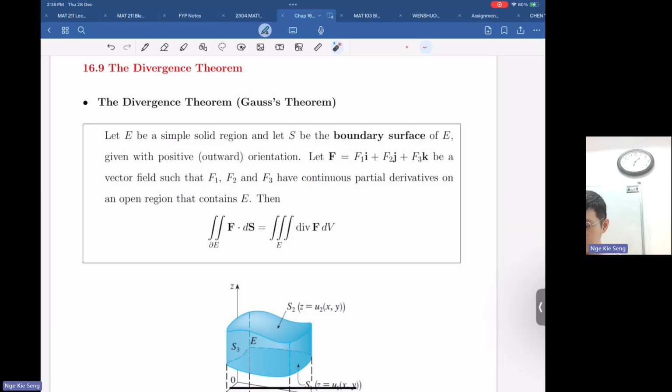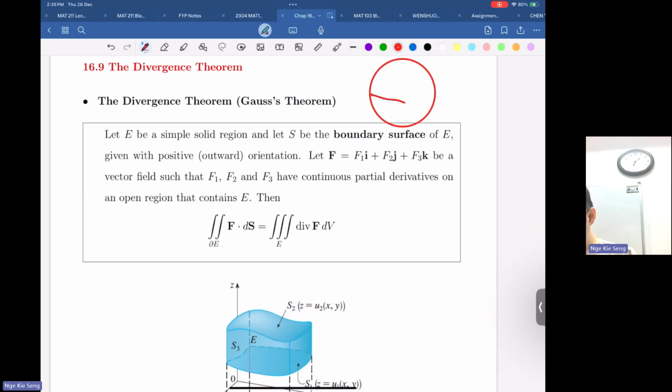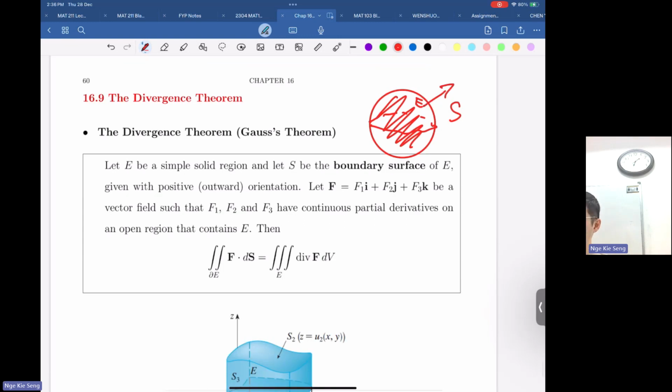So let E be a simple solid region, and S be the boundary surface. In your mind, you should imagine a sphere bounding a solid ball inside. We call the solid E, with the positive outward orientation. You should imagine the surface like a durian, and that's the orientation here.